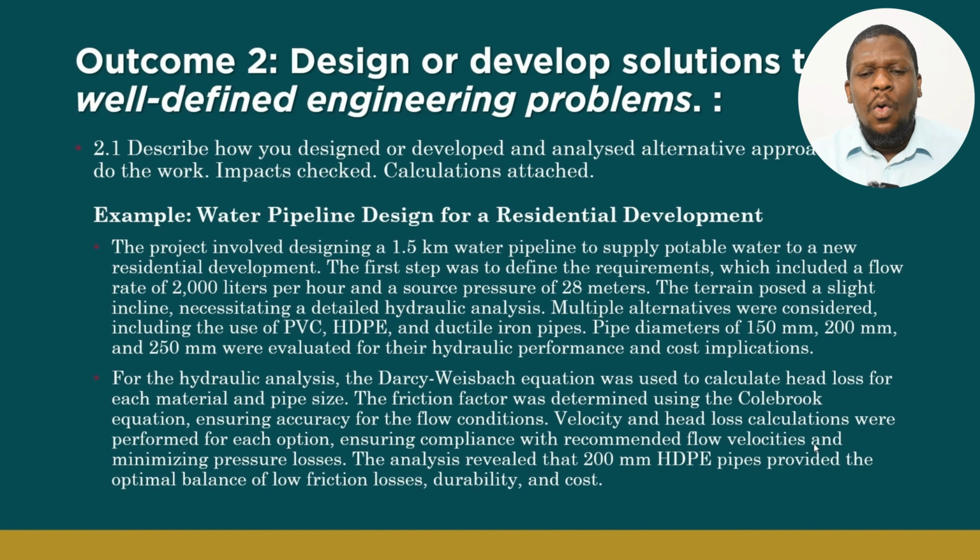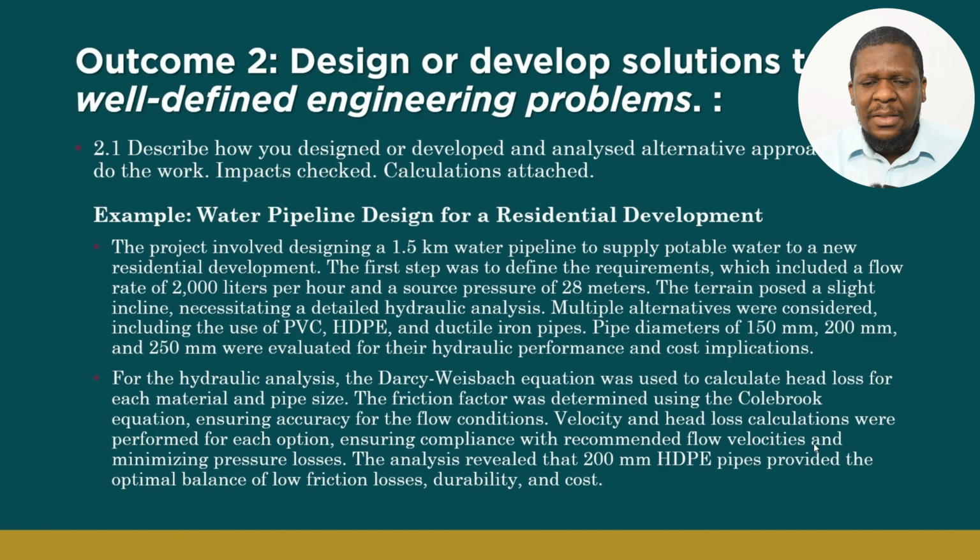Multiple alternatives were considered. What were those multiple alternatives that you considered? In terms of the use of PVC, the use of HDPE, the use of ductile iron pipe, and also within that parameter, you can still look at the pipe diameters, a 150 pipe diameter, a 200 pipe diameter, a 250 pipe diameter, which will inform the hydraulic performance and the cost implication of the option that you have chosen.